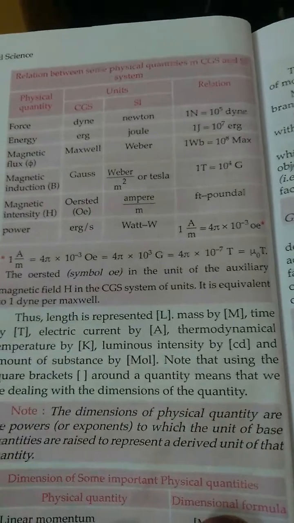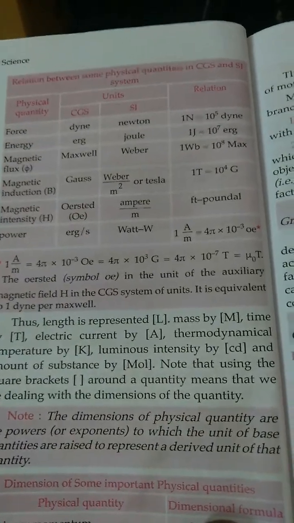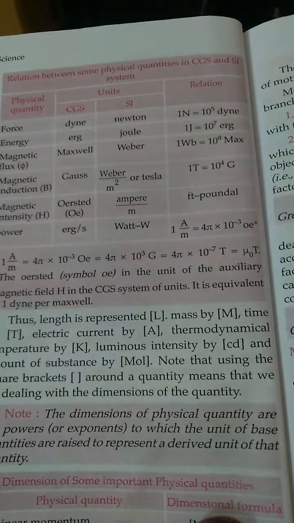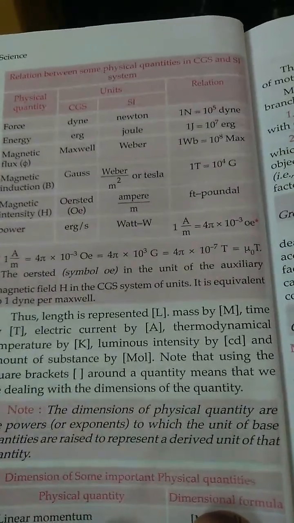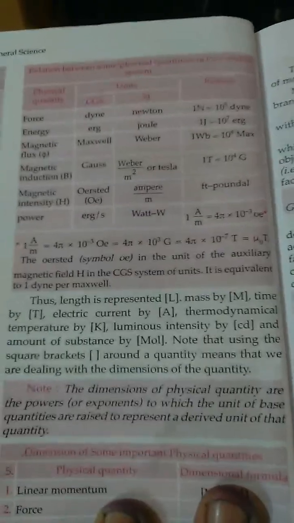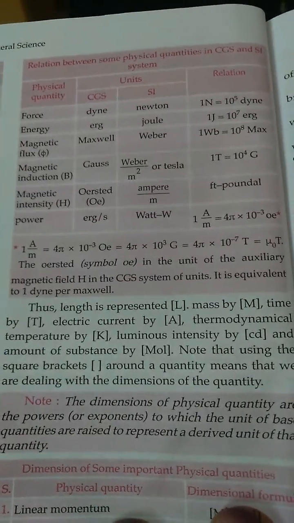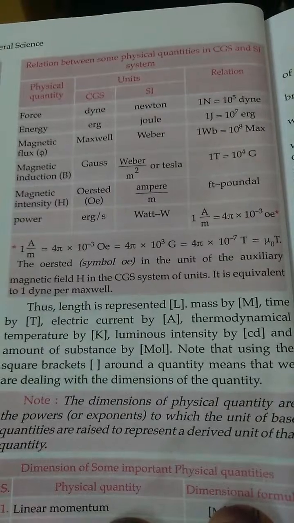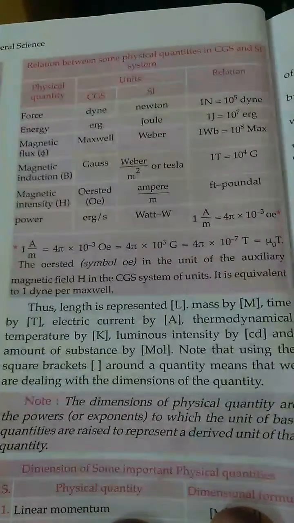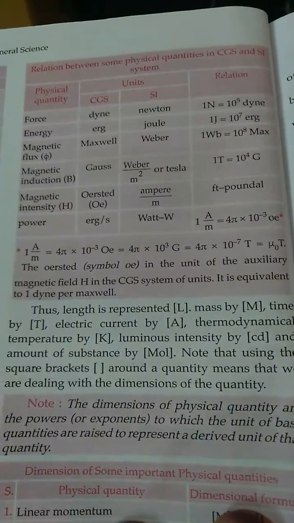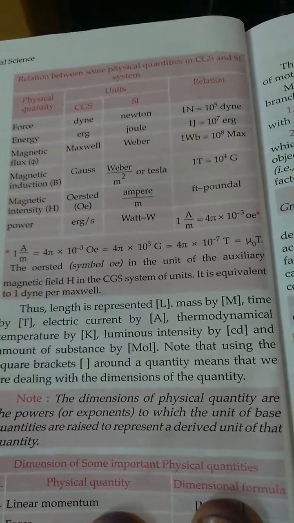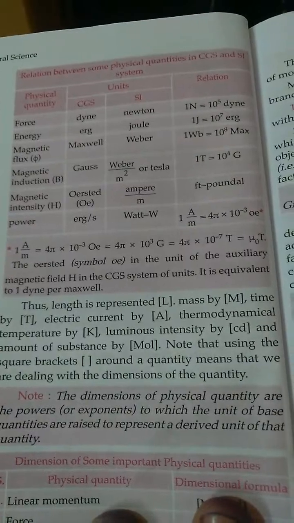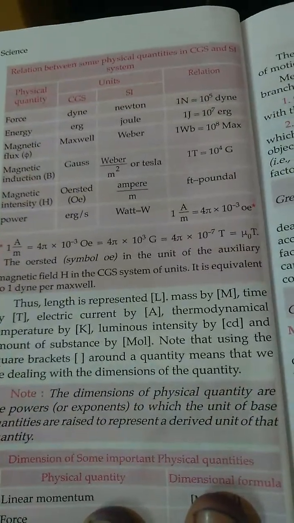Magnetic flux, CGS unit is Maxwell and SI unit is Weber. 1 Weber equal to 10 to the power 8 Maxwell. Magnetic induction, CGS unit is Gauss and SI unit is Weber divided by meter square or Tesla. 1 Tesla equal to 10 to the power 4 Gauss.